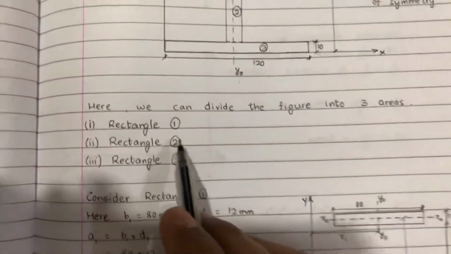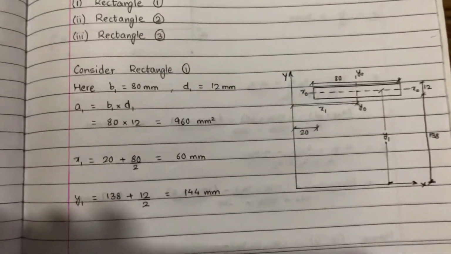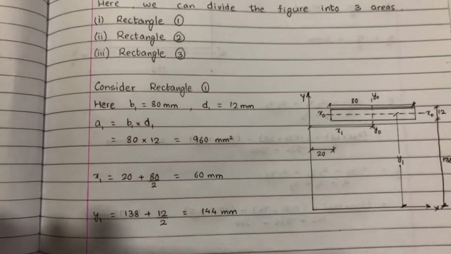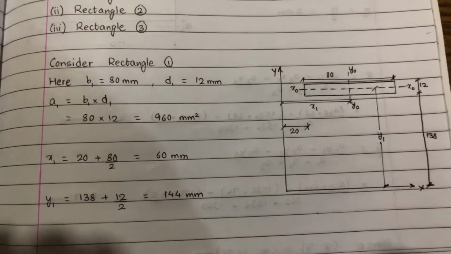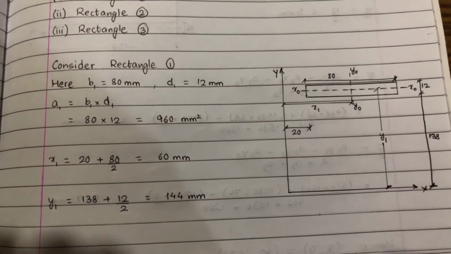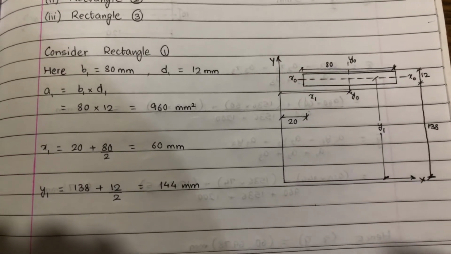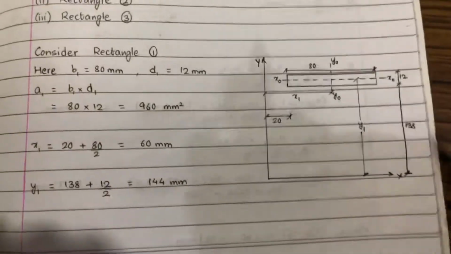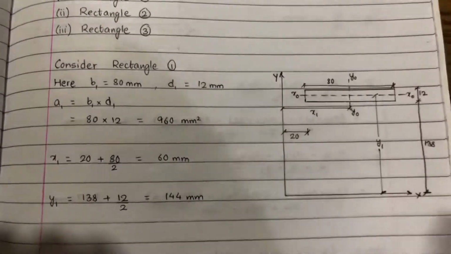So we have divided the area into three rectangles: 1, 2 and 3. Now we have to consider each rectangle to find out the center of gravity or the centroid of the given I section. If we consider rectangle 1, we have only considered that rectangle. We have ignored rectangles 2 and 3.